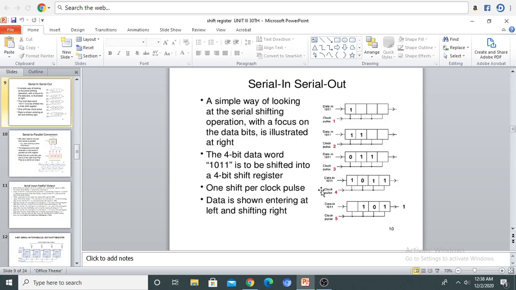Now I am entering the value 1, so now I am getting 1 0 1 1. This is serial in, serial out. On the fourth clock pulse I am getting the first bit, on the fifth clock pulse the second one, on the sixth clock pulse I am getting 0, and on the seventh clock pulse I am getting 1. This is how the serial in, serial out shift register works.